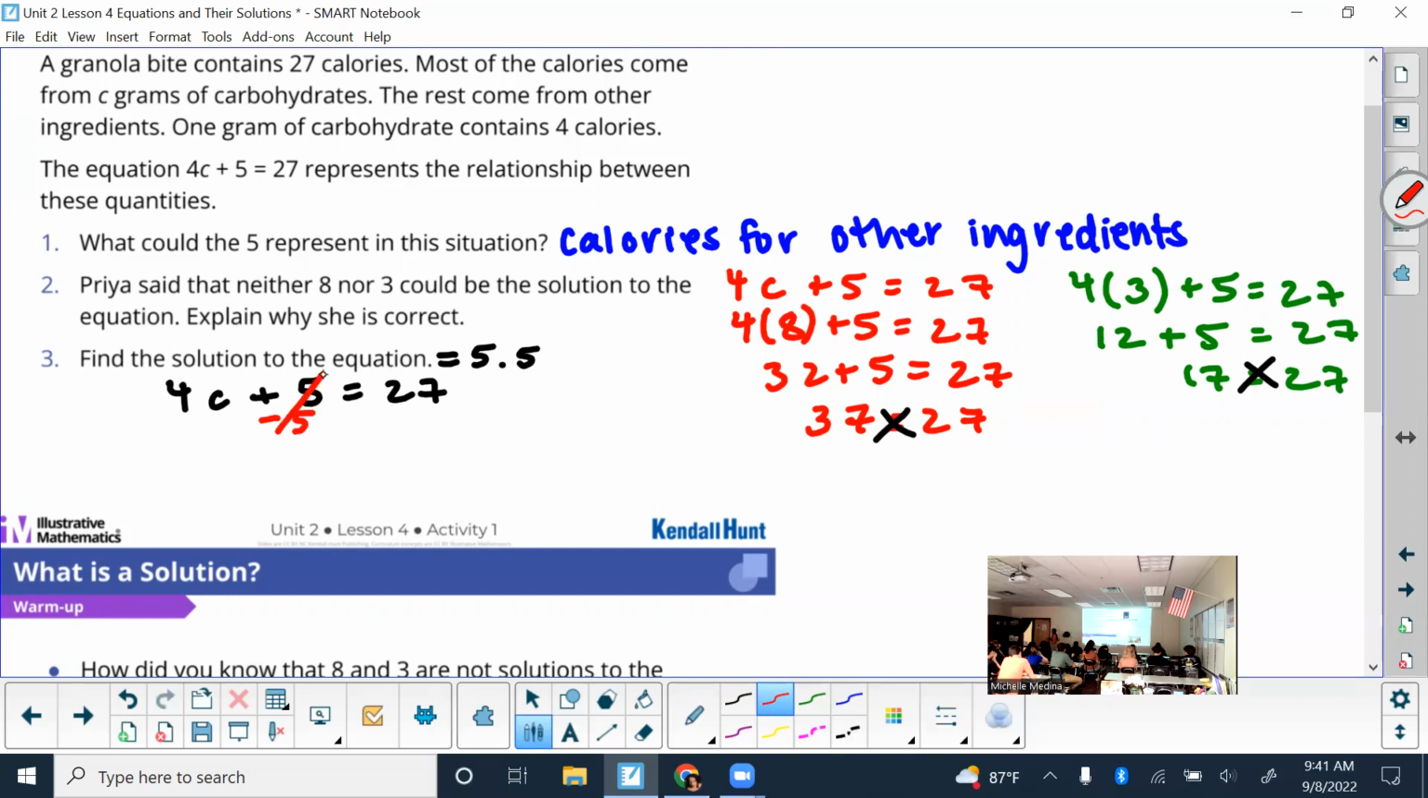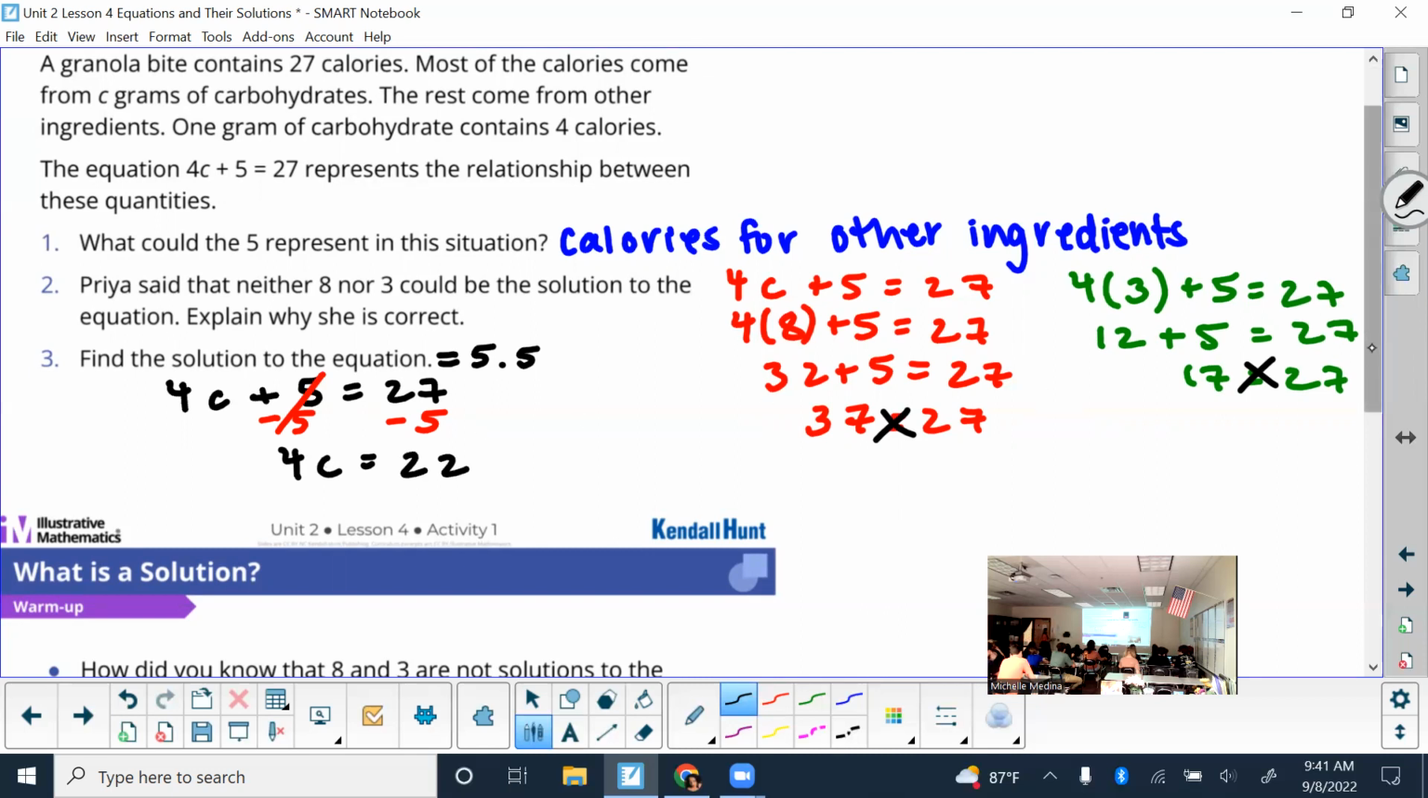But whatever I do on one side of the equal sign, you have to do to the other side. That's what makes it equal, right? You can do anything to both sides, and it'll still be equal as long as you do it to both sides. So then on the left, I just have the 4C. On the right, combining like terms, it's 27 minus 5. And now the C is not by itself yet, so you have to keep going.